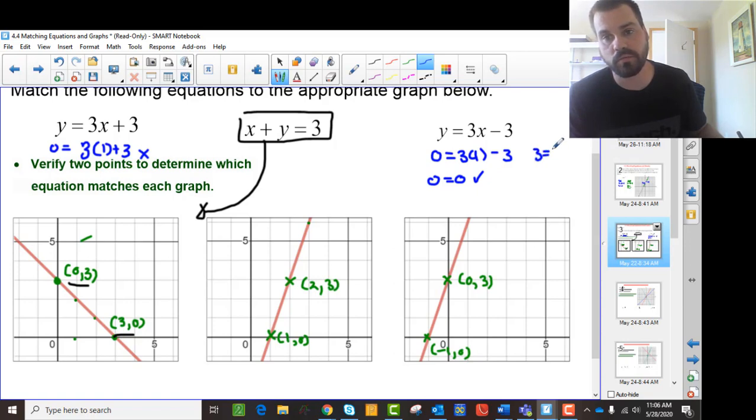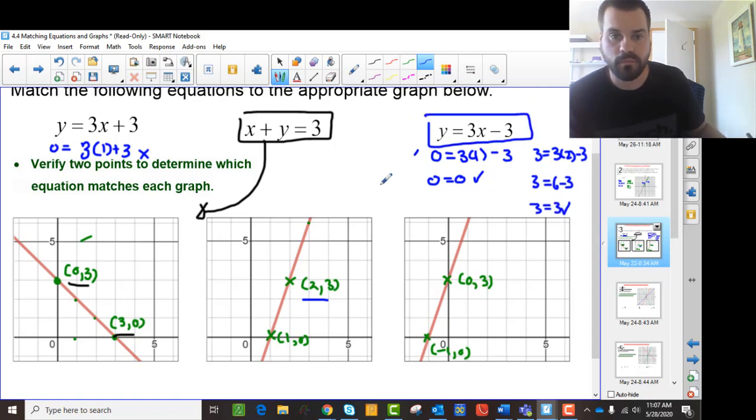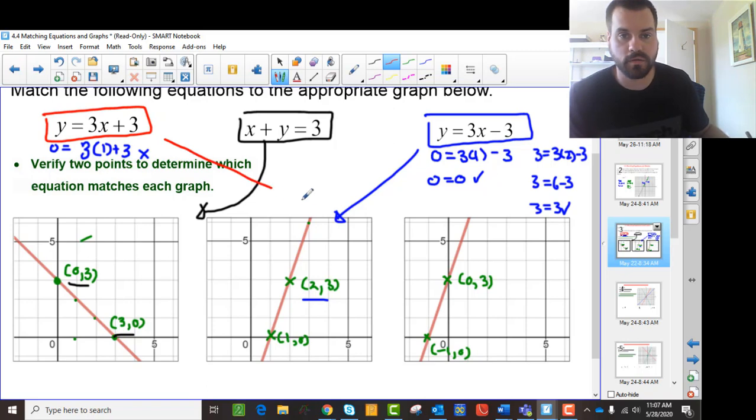So 3 is equal to 3 times 2 minus 3. I'm just testing this point now. And that gives me 3 is 6 minus 3. We say 3 is equal to 3, so it works. So this equation then is that graph, which leaves, of course, this equation is this graph. And we know that 0 and 3 worked already because we tried it in the first question.